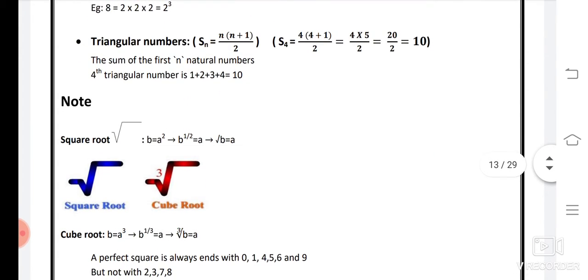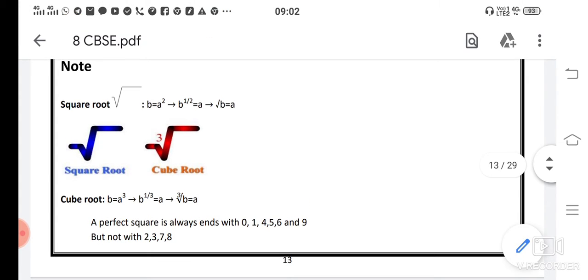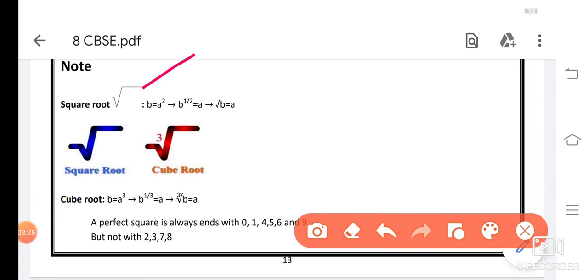So now let us learn a note. This is an important note. Here you can observe this is a square root symbol. Suppose b is equal to a square. If you send this square to the left hand side, that becomes b to the power of 1 by 2 is equal to a. Then square root of b is equal to a.